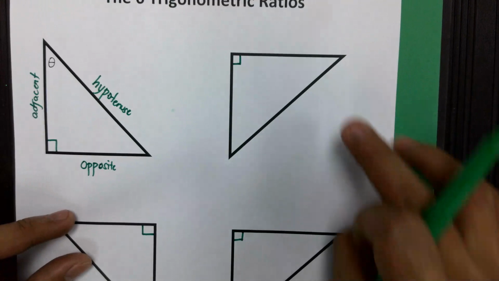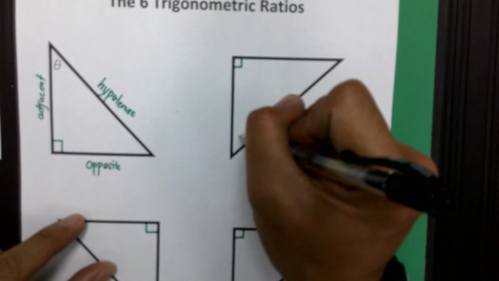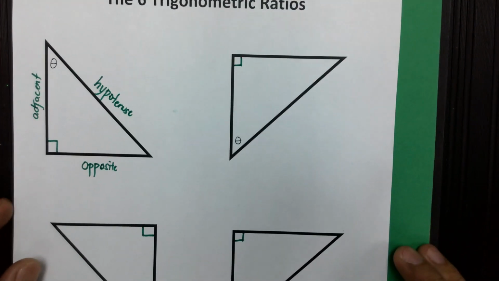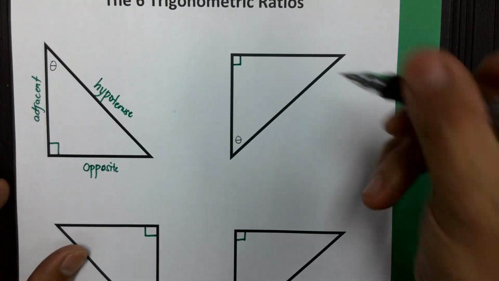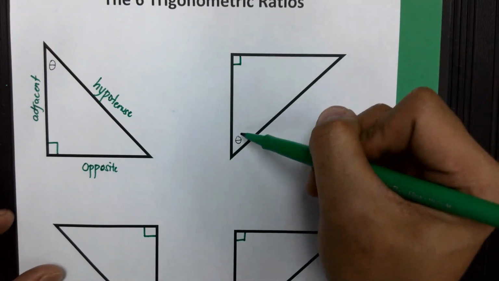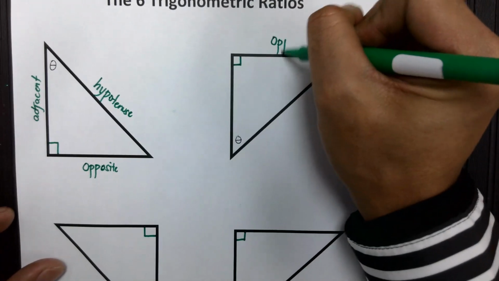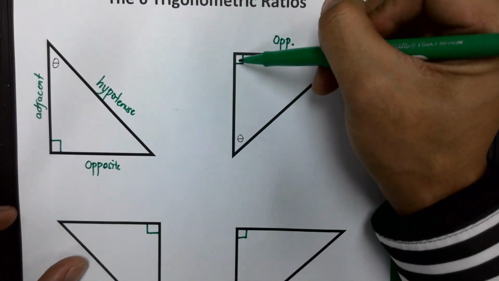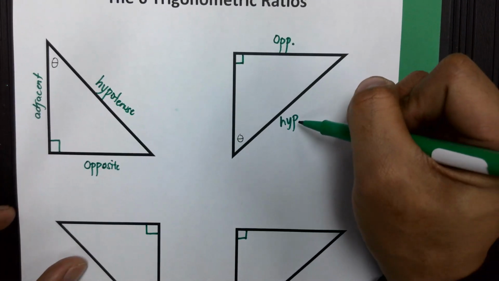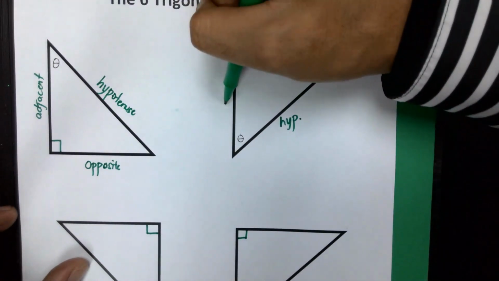Now in another orientation like this, say for example we have our theta, or missing angle, or should I say an unknown angle measurement is right here, then we say that the side right across this symbol is our opposite side. The side right across this 90-degree symbol would be the hypotenuse. And then the remaining side would be our adjacent.